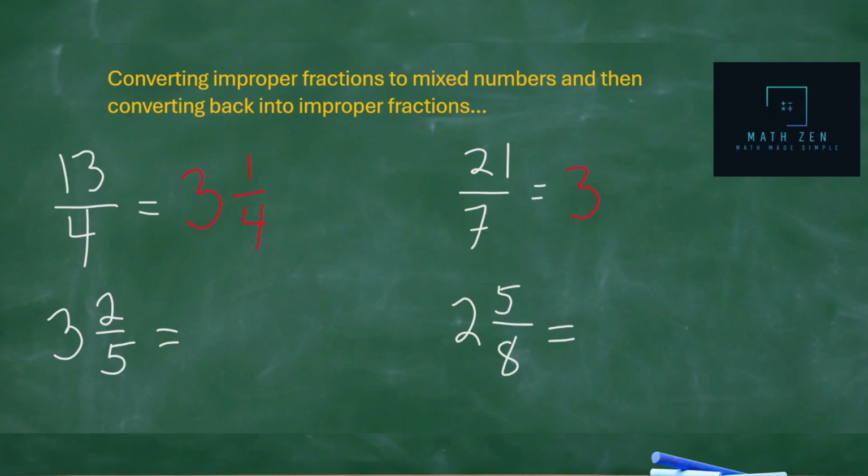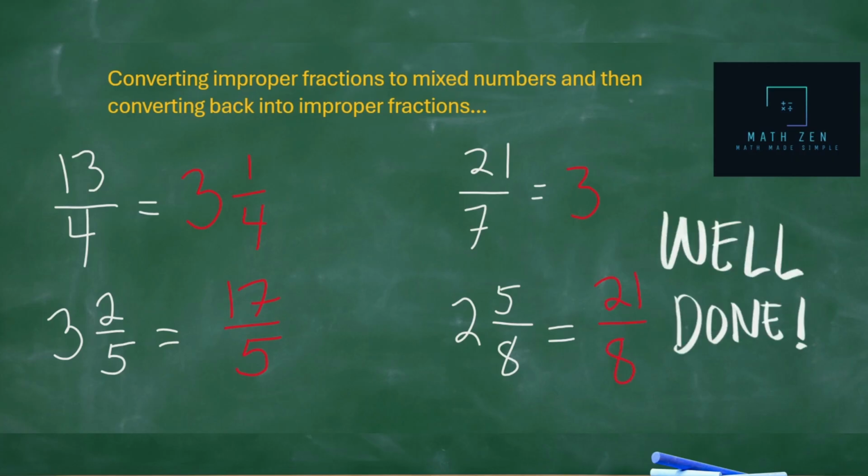3 2/5 is going to convert to 17/5. And finally, 2 5/8 is going to convert to 21/8. Very well done if you got those 4 correct.